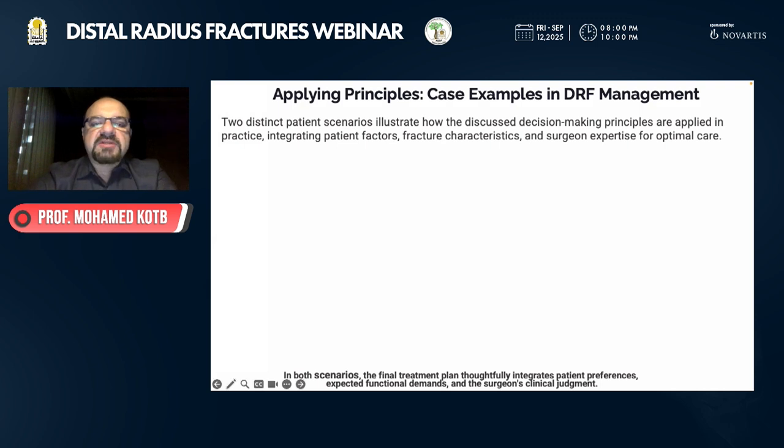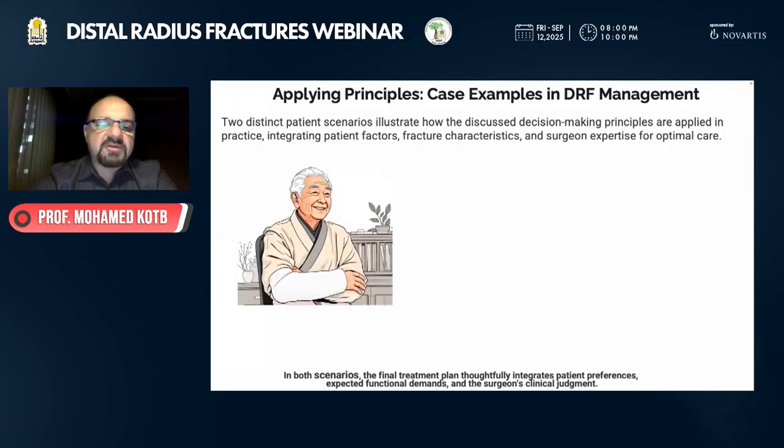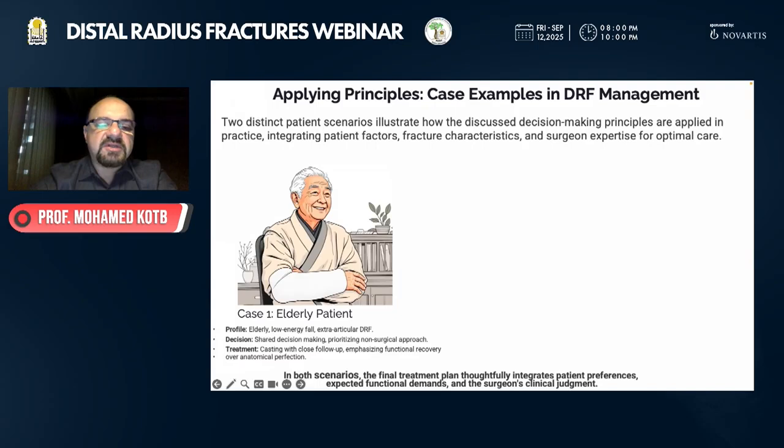So how do we apply these principles? We have 2 scenarios of 2 distinct patients to illustrate how the discussed decision-making principles are applied. For example, this patient is elderly with a low energy fall, and they have an extra-articular distal radial fracture. So the decision is a shared decision with the patient, prioritizing a non-surgical approach. The treatment is casting with close follow-up, emphasizing functional recovery over anatomical perfection in the X-ray.